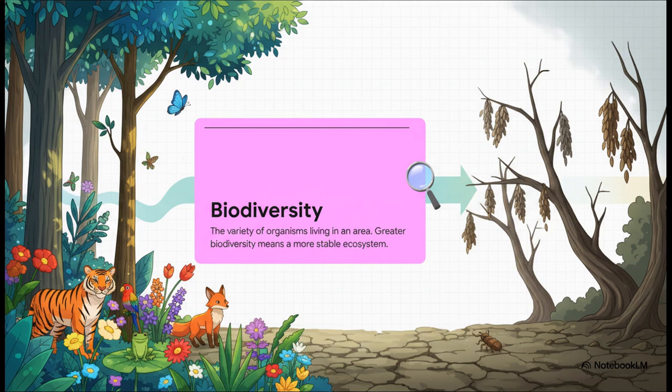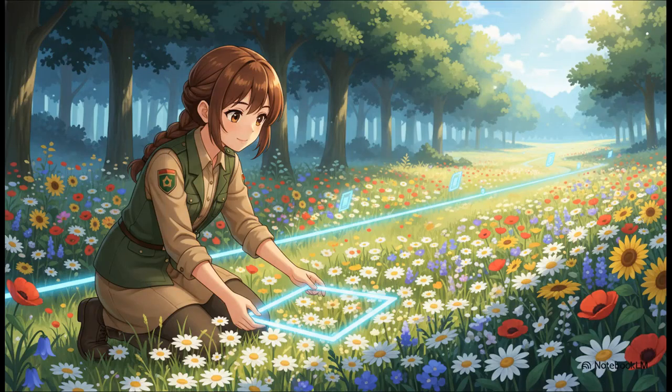Imagine you have a forest with 50 different types of plants and animals. If a disease wipes out one type of plant, the ecosystem survives because there are plenty of other food options. But if your forest only has 2 types of plants and one dies, the whole system totally collapses. Basically, variety equals stability. But how do scientists actually know how much biodiversity is out there in the real world?